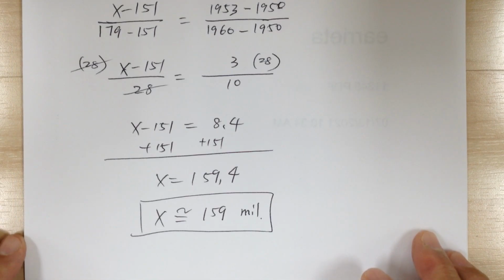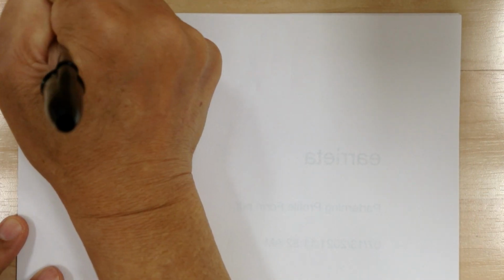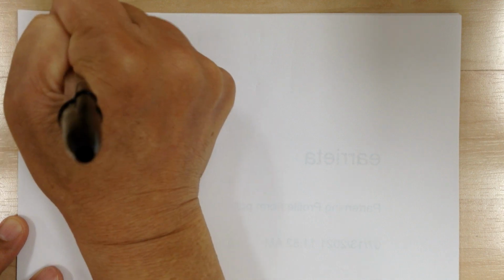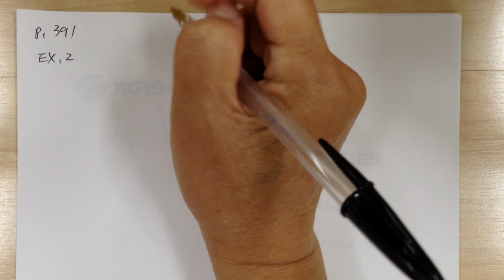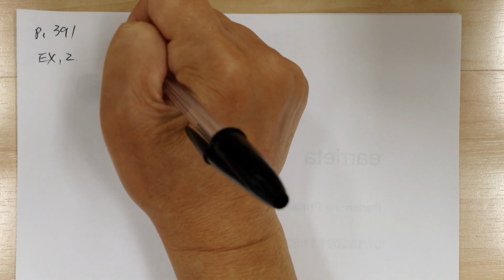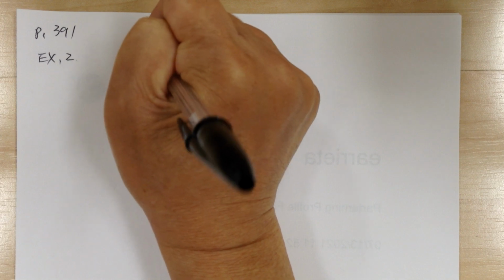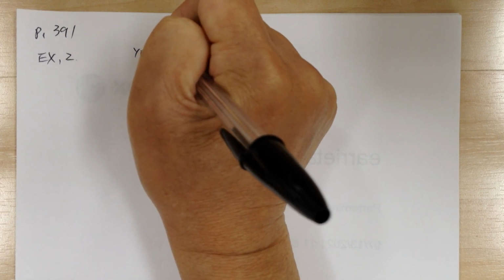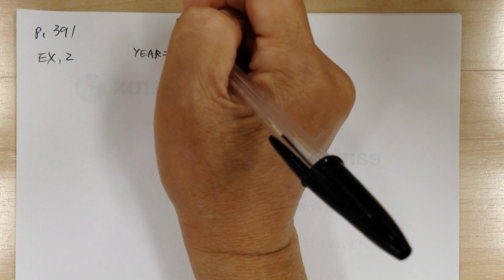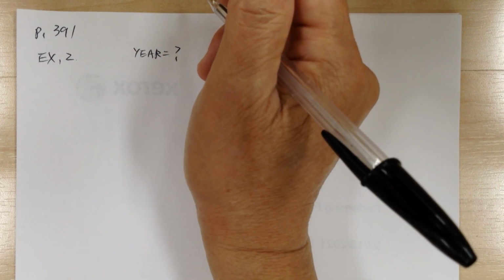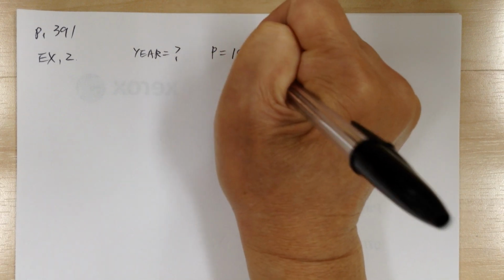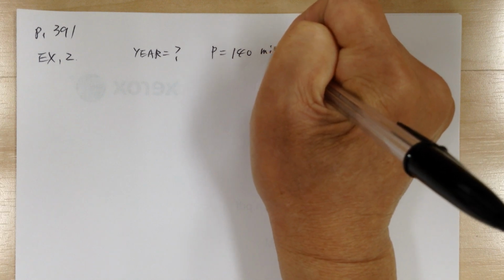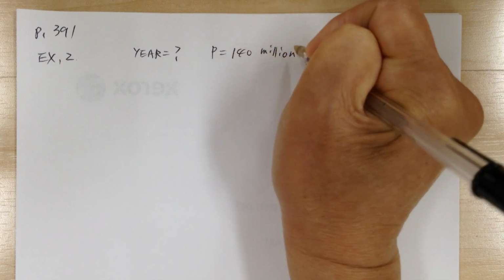Let's go to example 2. You refer to the table above. Use the inverse interpolation. Find approximately in what year the population was 140 million. At what year was the population 140 million?